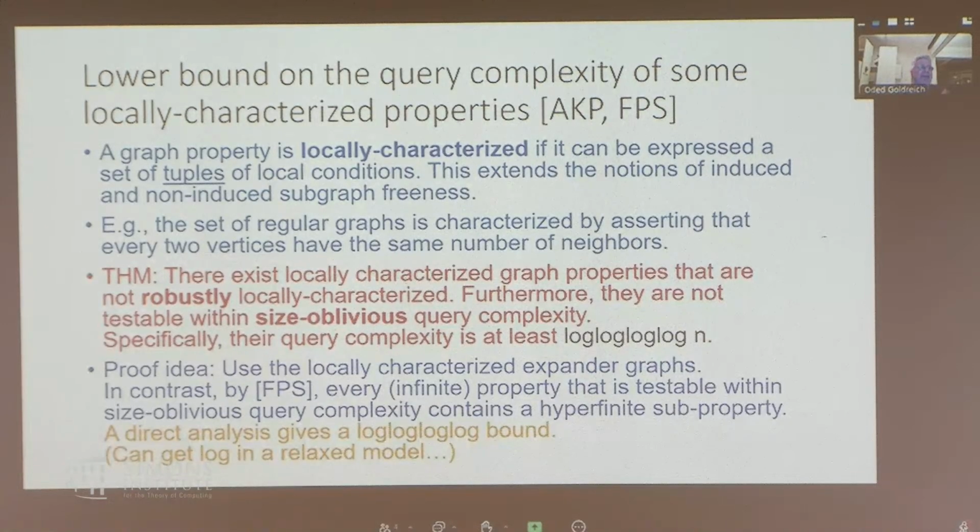Basically, it says the following. Look, we constructed the property. The property has a unique graph in every size, and this graph is an expander. So there is no subproperty which is hyperfinite, because hyperfinite is strongly non-expanding. You cannot have such a thing. So immediately you get a non-explicit statement that there cannot be a size oblivious query complexity, and a direct analysis of the specific graph gives you a log bound.